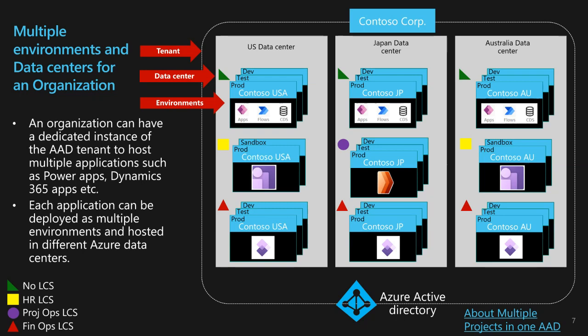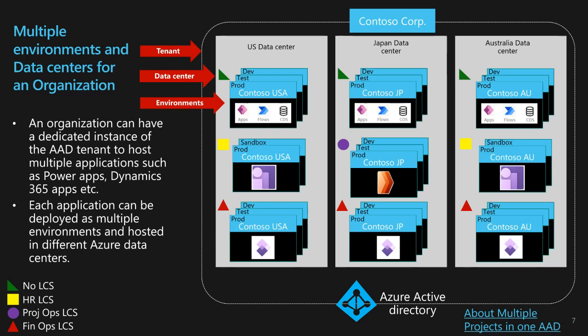In the middle row, we can actually see 2 different things going on. We have an HR LCS project that's used in the US data center and another one in the Australia data center. And we have a project operations project in LCS that's sitting in the Japan data center. You'll notice that the project operations has a dev, test, and prod environment, but the HR environments only have a sandbox and a production, and that's because we don't have development capabilities with human resources. And then along the bottom, the red triangles represent our finance and operations LCS projects. And again, we have a dev, test, and prod.